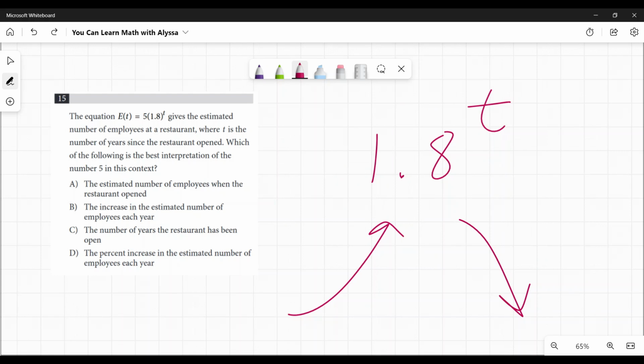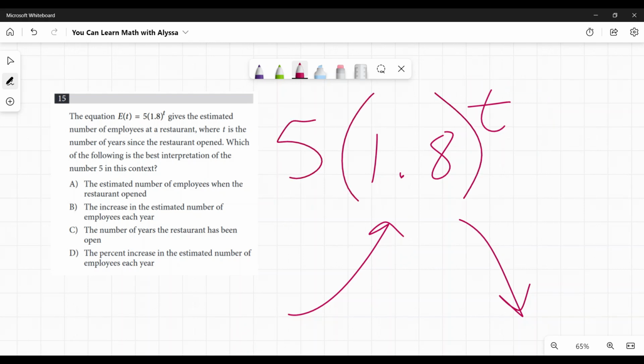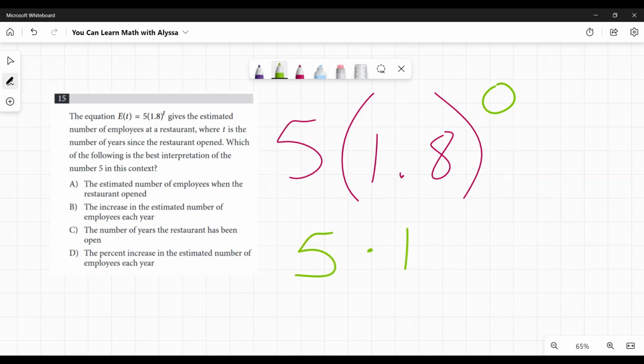So how would you find, let's say for year 1, if this was like before they started, how many years would they have been open? 0, right? 0 years. So let's look and see what would happen if they just opened the doors. That would be 0 years. I'm going to replace t with 0. What is 1.8 to the power of 0? Well, any number to the power of 0 is 1. So it would be 5 times 1 equals 5.